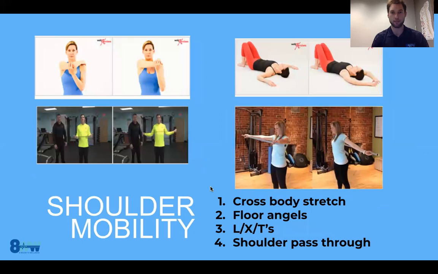Shoulder mobility, same thing: wall angels, using TheraBands, using the dowels to get shoulder mobility. Again, a lot of us don't do a lot of overhead movements, right? Unless our job requires it. So we're typically going to lack that external rotation and just being able to put our hands above our heads, because again, we don't do a lot of activities like that. So cross-body stretches, this is good. Floor angels, like I mentioned, shoulder pass-throughs.